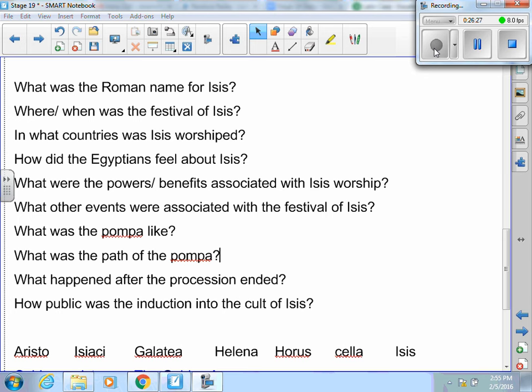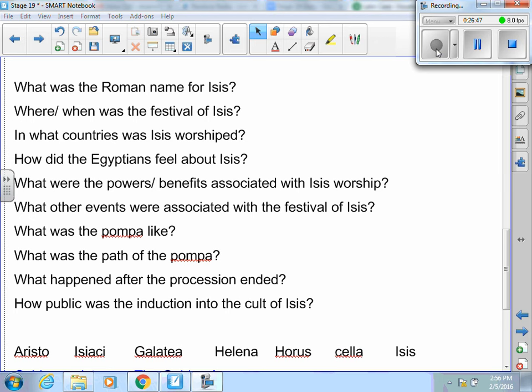What happened after the procession? When the procession ended, they would take the ship that they loaded with all kinds of spices and things, and they would shove it out to sea, and then they would take the statue of Isis back to where it had come from.